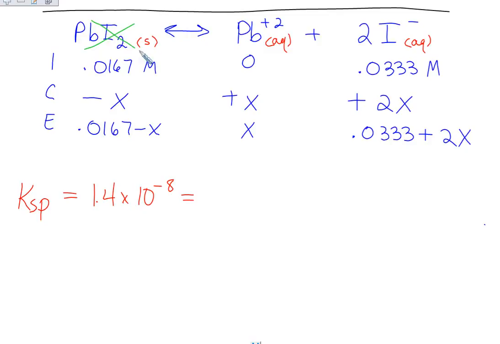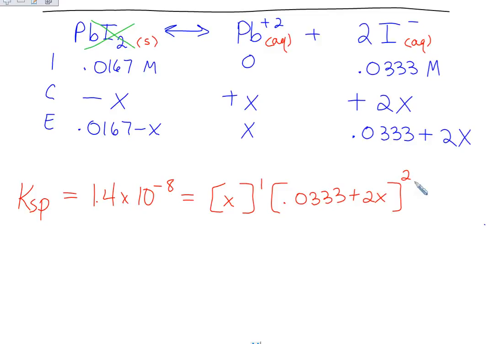Okay, so let's set this thing up. I'm going to have x for the lead, raised to the first power. And I'm going to have 0.0333 plus 2x raised to the second. Don't forget that. This looks terrible.